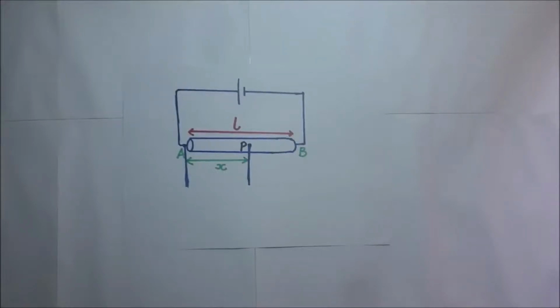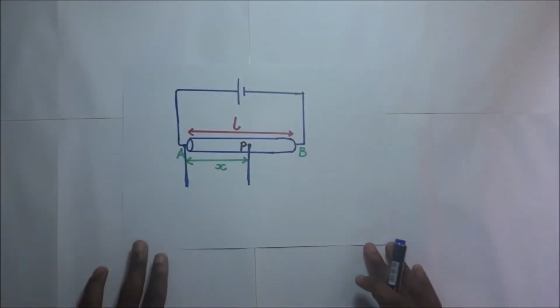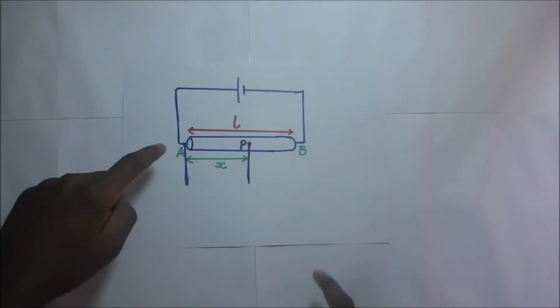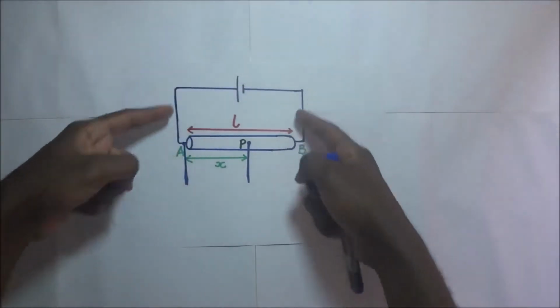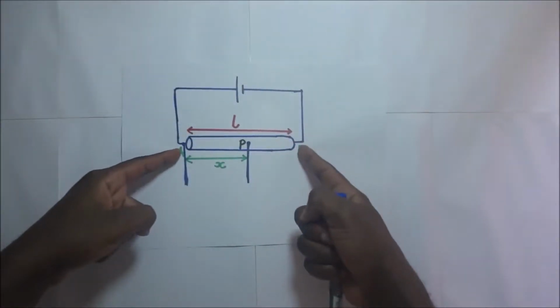The principle of a potential divider. Right before us we have a circuit diagram, and this circuit diagram has a source of EMF, which is a cell, and it is connected to a slide wire AB.